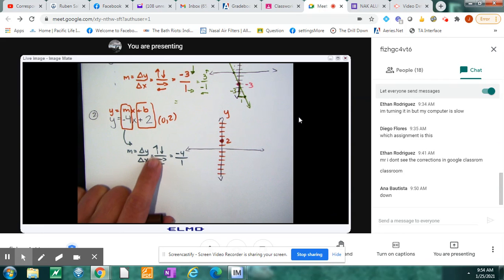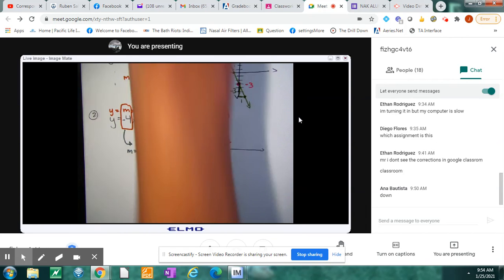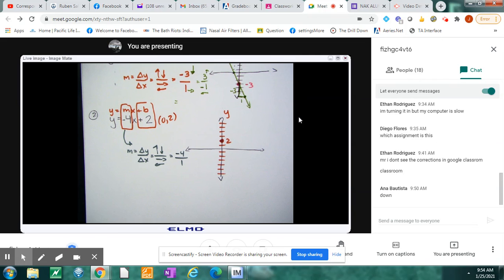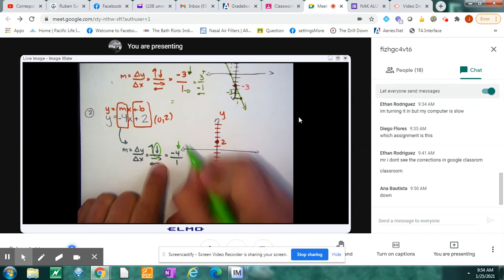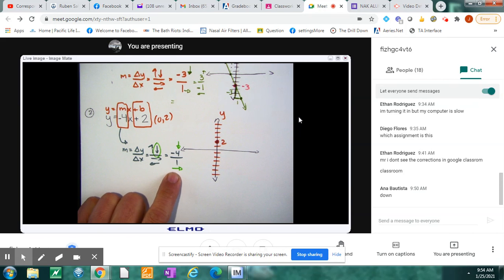Okay. So am I going to rise? No. That's why I don't like the rise over run, because you're not always rising. And I think that's what confuses kids. Oh, rise over. No, you're not always rising. Okay. Now you're going to go down because it's negative, but you're still going to go to the right because it's positive.